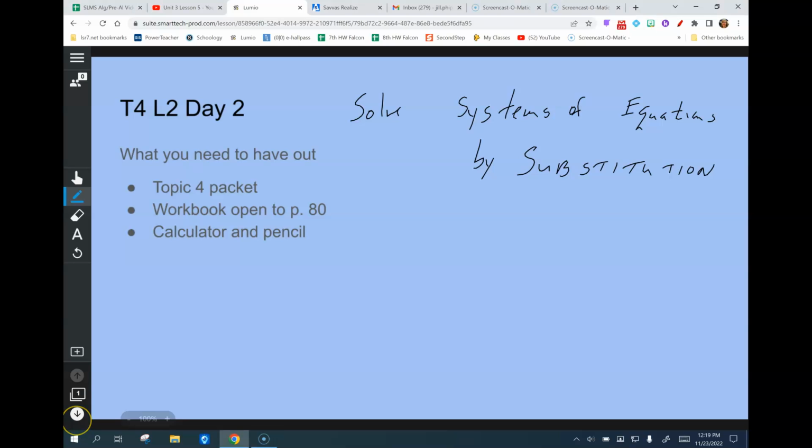So today we're doing day 2 of solving systems by substitution. We're still going to solve systems of equations by substitution. We've already done it once. So have out your packet, and if we get a chance during class, we're going to go over those first couple of slides again. Otherwise, have your workbook open to page 80, and be ready with a calculator and a pencil.